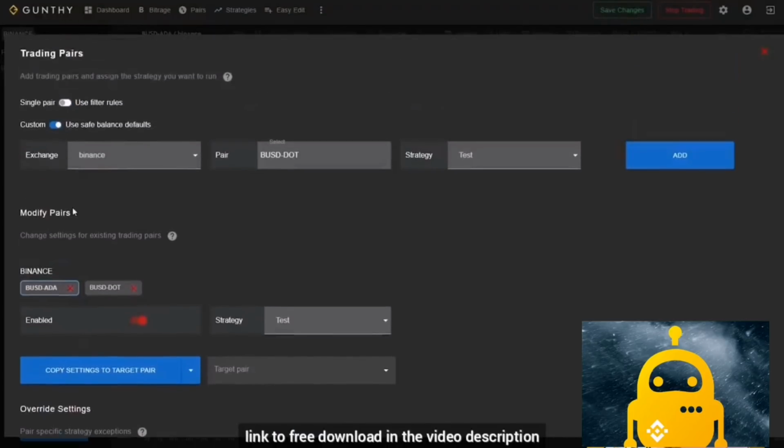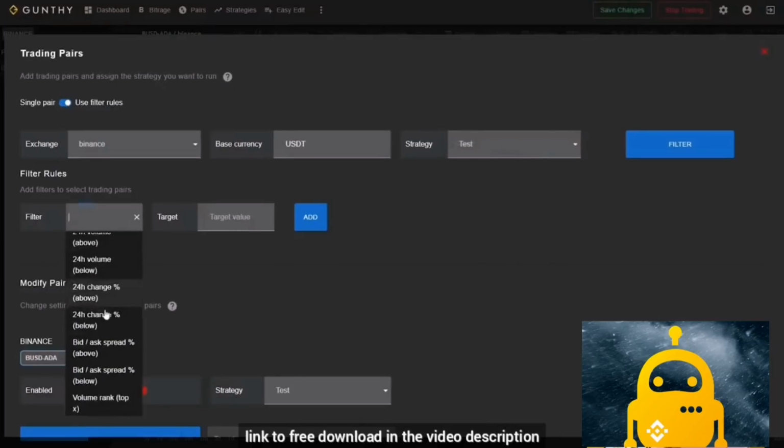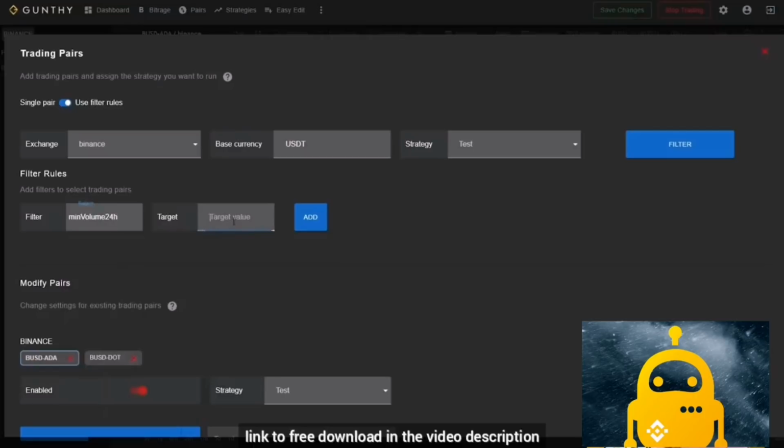Now, another cool thing that you can do with these trading pairs is now you can use filter rules instead of just adding a single pair. So instead of just manually selecting every single pair, I can choose a base currency, I can choose an exchange, and I can choose a strategy, and then I can choose a filter. So let's say that I want the 24-hour volume to be above 100 USDT, or maybe let's put a more realistic value. Let's put something like $1 million USDT.